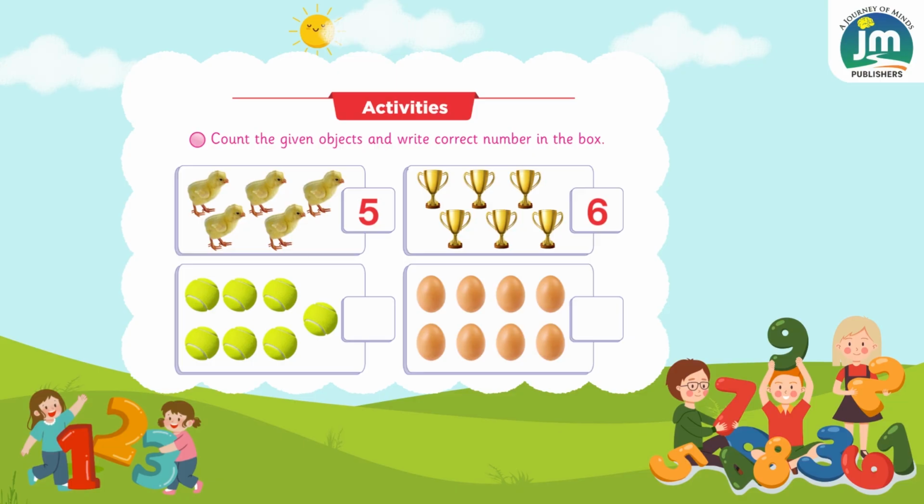Next one is balls. And we have 7 balls. 1, 2, 3, 4, 5, 6 and 7. So put the 7 in blank box. Next one is egg. We have 8 egg. So 8 put in the blank box.